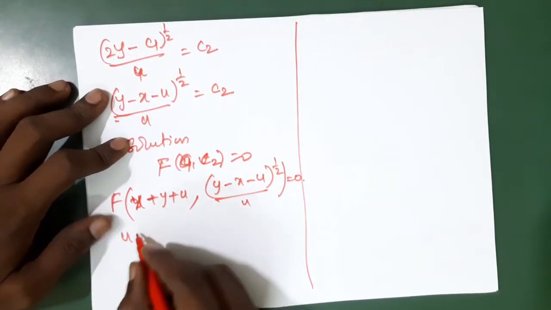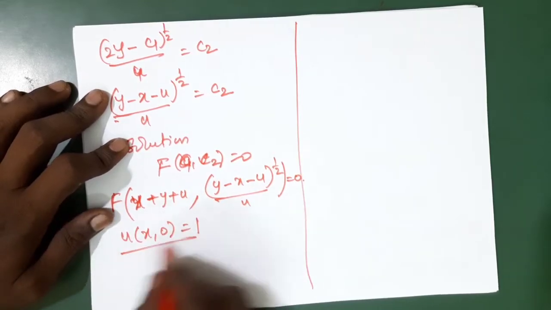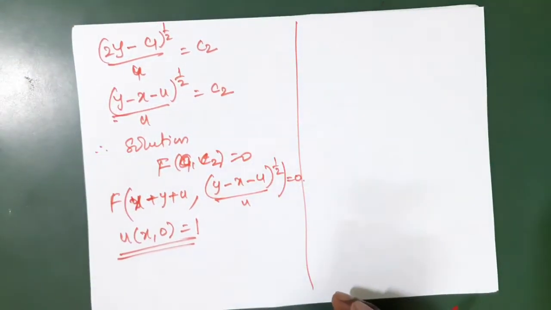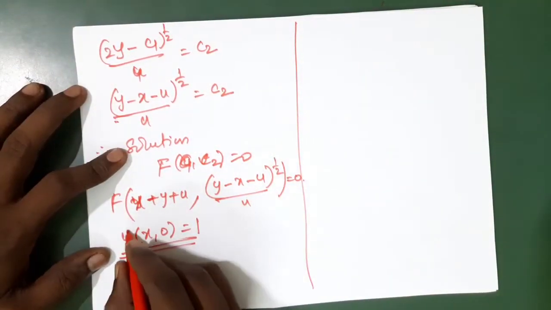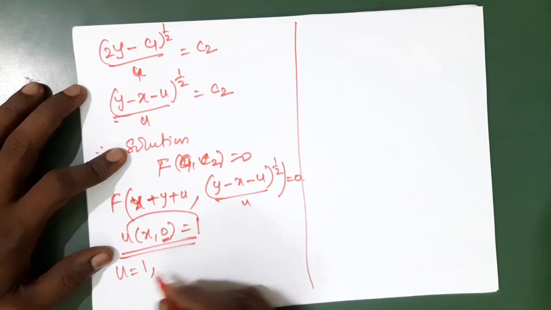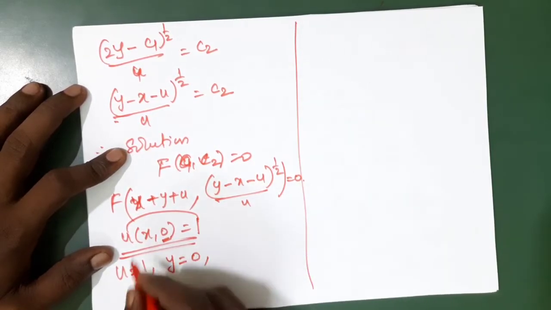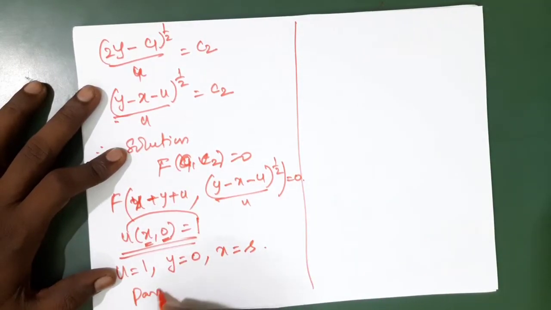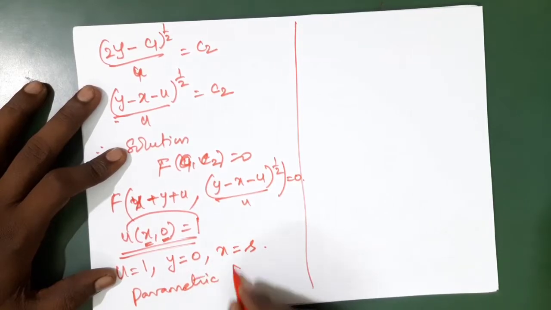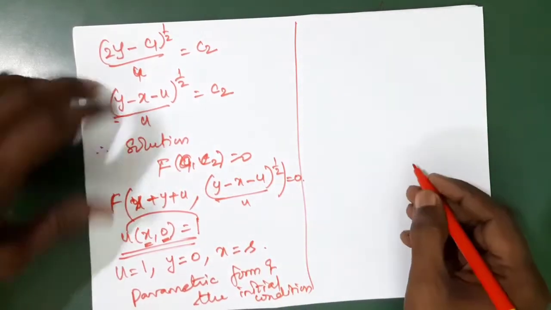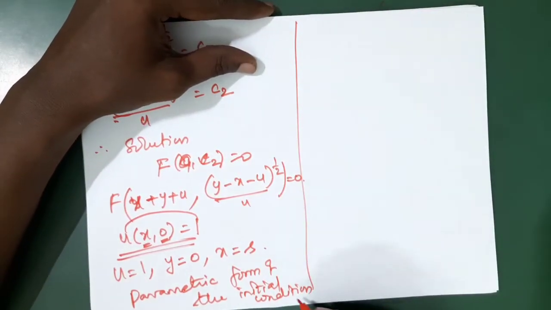But what is the given initial condition? u of x comma 0 is equal to 1. This is the initial condition. So using this initial condition, we have to find the relation between C1 and C2. So what is u? u is equal to 1. What is y? y is equal to 0. What is x? Any. So this is the parametric form of the initial condition.